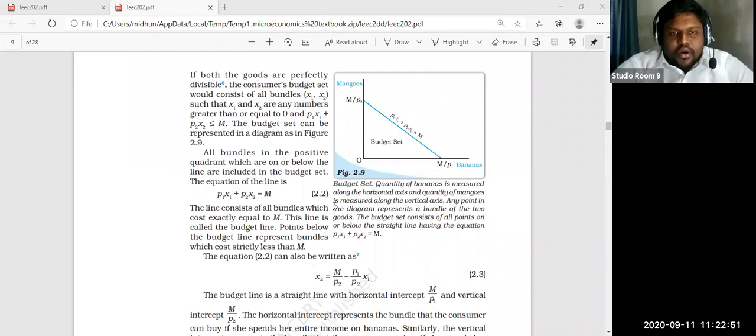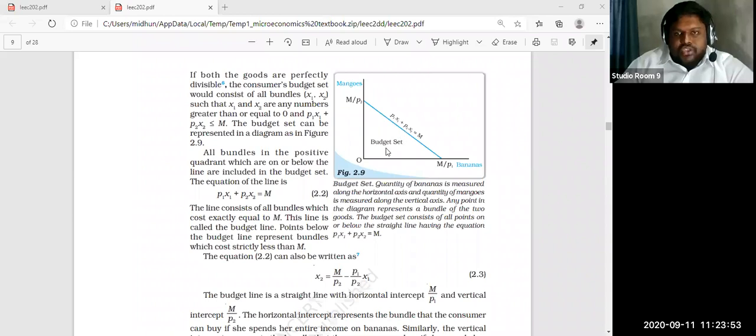Points below the budget line represent bundles which cost strictly less than M. So you can see the budget line. Any combination that comes under the budget line, we can say some money is left as balance. That is always less than the income. This could be a surplus budget. We are not spending the maximum amount to purchase the products, or not using the income to purchase the product. So here, 0 to M divided by the price of the second commodity P2, and here M, the income, divided by the price of the first commodity P1. So maximum this many mangoes or this many bananas we can buy. We are joining these two points. Again, many other combinations are there that all come under the line.